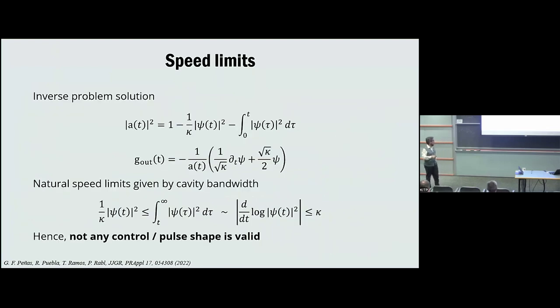Interestingly, this is a curiosity, but all the wave packets that we have to do, they have to fit in the bandwidth of the cavity. That means that the logarithmic derivative is bounded, so you cannot do Gaussian pulses. They have to be hyperbolic secant at most, and that sets a limit on what is the maximum bandwidth you have available for this state transfer, which is crucial for our designs.